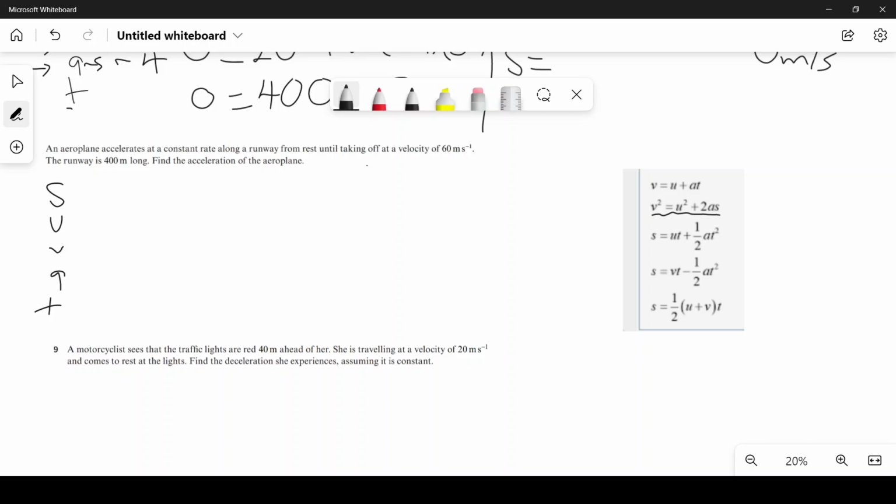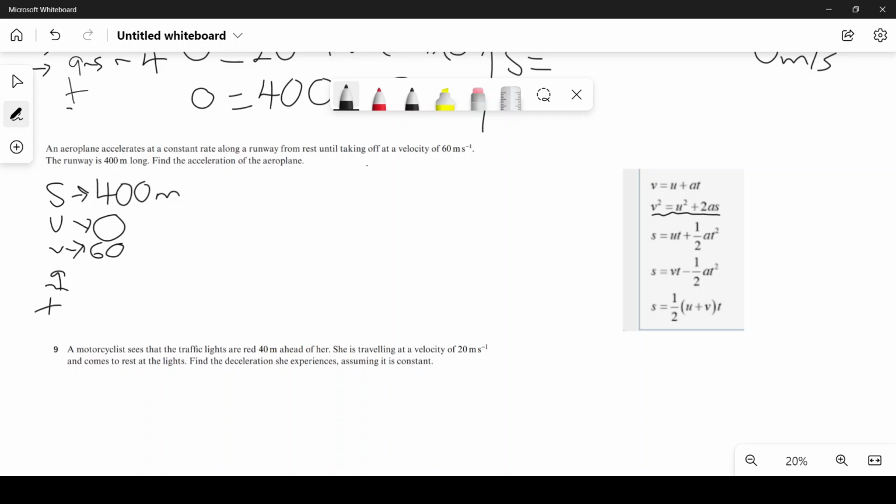What does that tell us? That the initial velocity is 0. That's where they start out. Until it takes off at a velocity of 60. So when it sets off, it's moving at a velocity of 60. The runway is 400 meters long. That's just displacement. Find the acceleration of the aeroplane. So we're looking for the a right there.